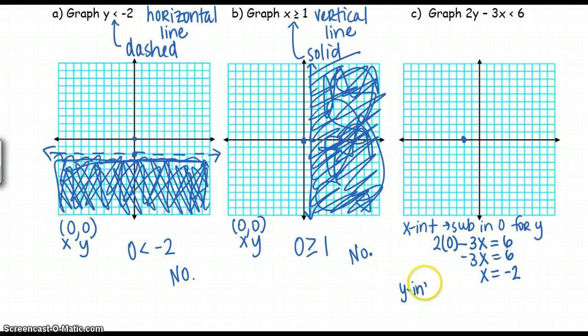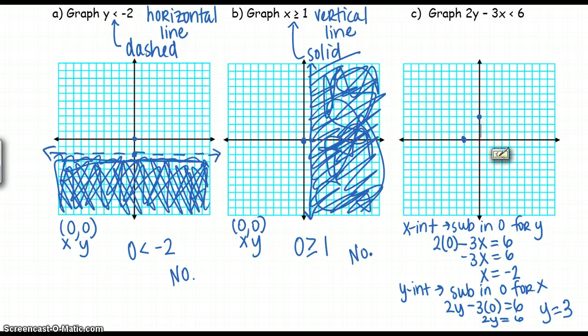Let's find our y-intercept. You're going to substitute in 0 for x. When we do this, 2y minus 3 times 0 equals 6. So 2y equals 6. When we solve this, y equals 3. So on the y-axis, you're going to plot the 3.